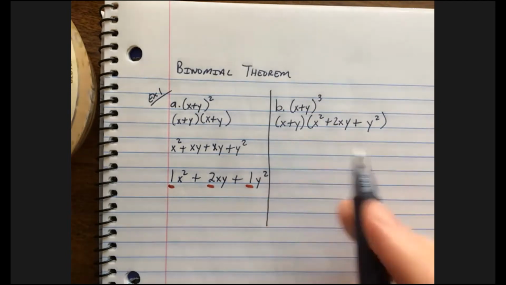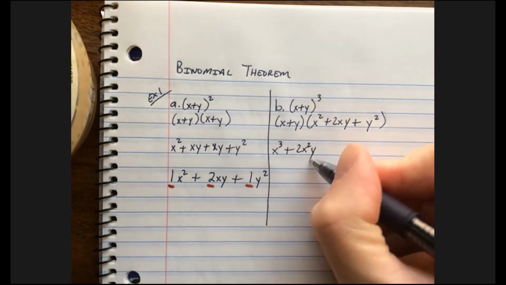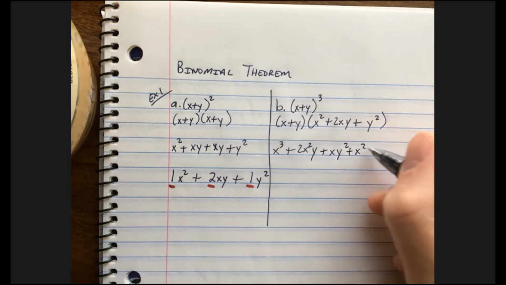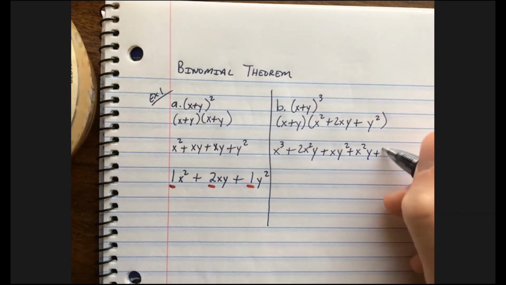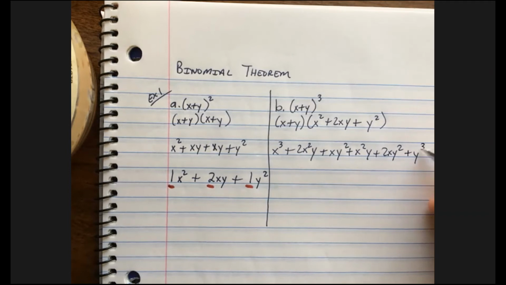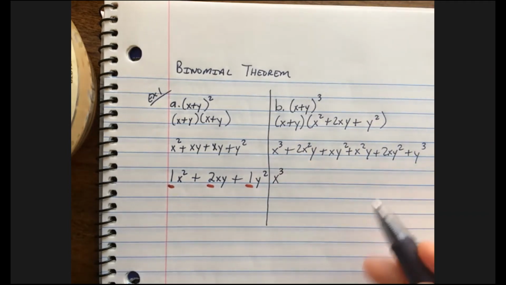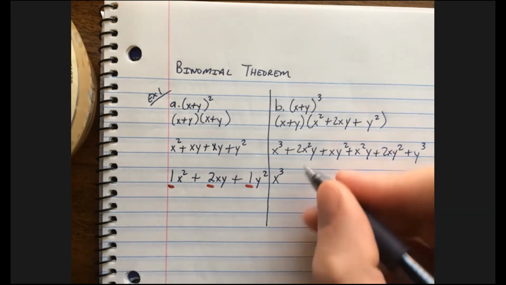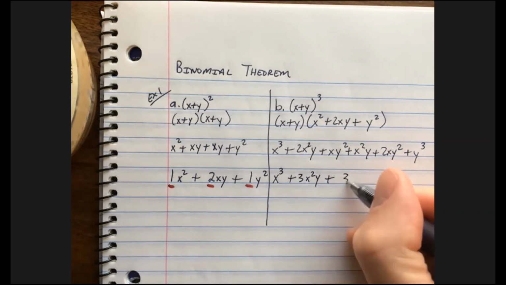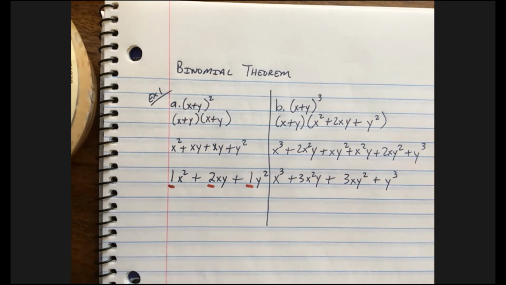Okay, and if we took x and distributed it all the way through, there's your x cubed plus 2x squared y plus xy squared. Now we're going to distribute our y, so x squared y plus 2xy squared plus y cubed. So when we combine like terms, we have x cubed plus 3x squared y plus 3xy squared plus our y cubed.